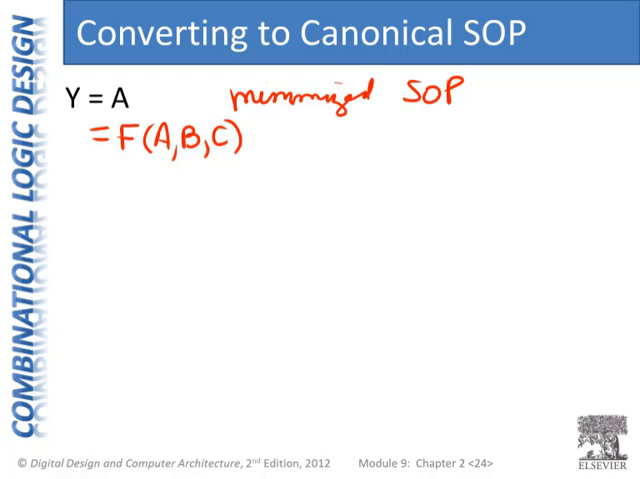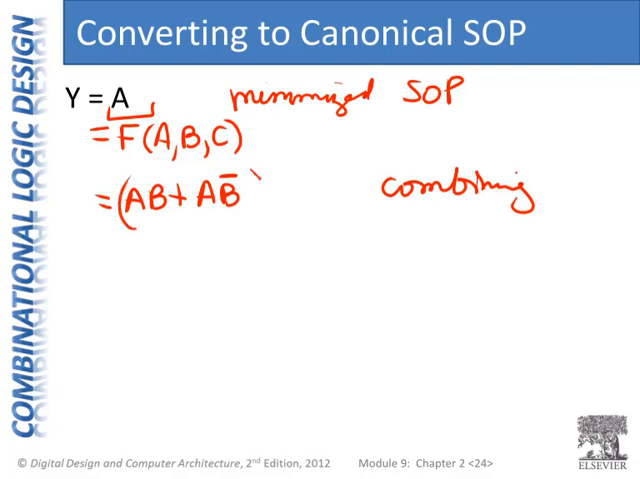And so now we want to use the combining theorem to expand this expression. So we can go from y equals a, use combining to say, well, a can expand to a and b, or a and b bar. So I use combining, but in the reverse direction, y equals a, and I turned that into a and b, or a and b bar, because I knew I needed a b term in my expression.